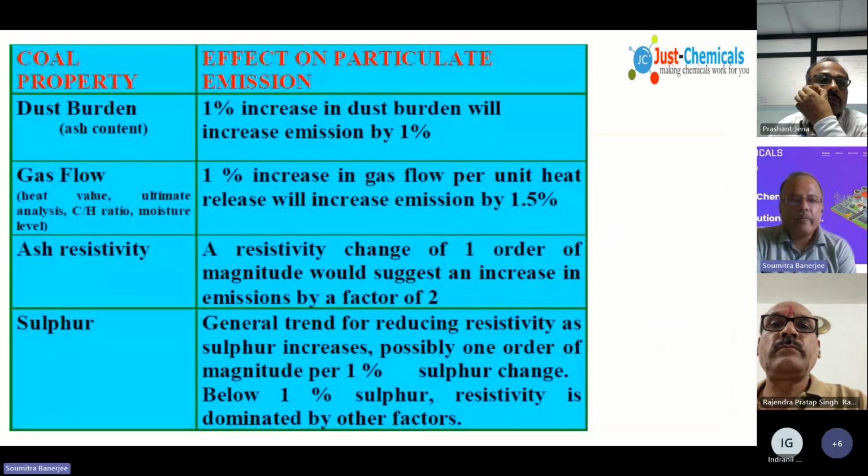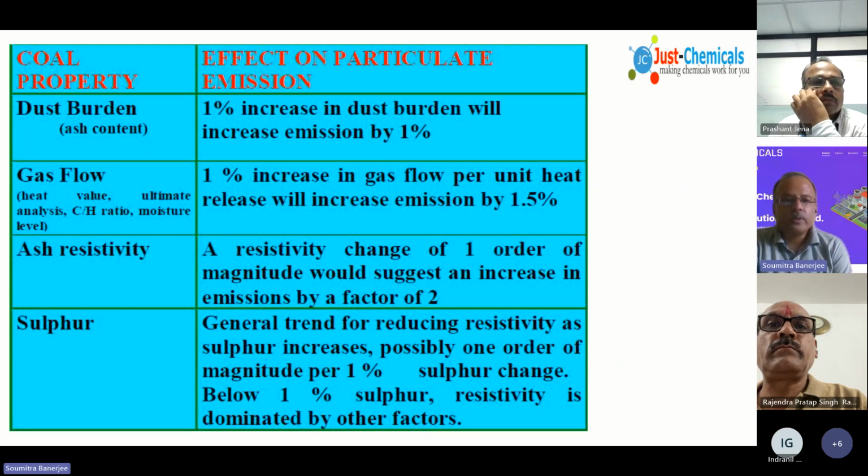This coal property effects on particulate dust burden. 1% increase in dust burden will increase the emission by 1%. Gas flow, 1% increase in gas flow per unit heat release will increase emission by 1.5%. As resistivity, a resistivity change of one order of magnitude would suggest increase in emission by factor of 2. Sulfur, general trend of reducing resistivity as sulfur increases, possibly one order of magnitude for 1% sulfur change. Below 1% sulfur resistivity is dominated by other factors.